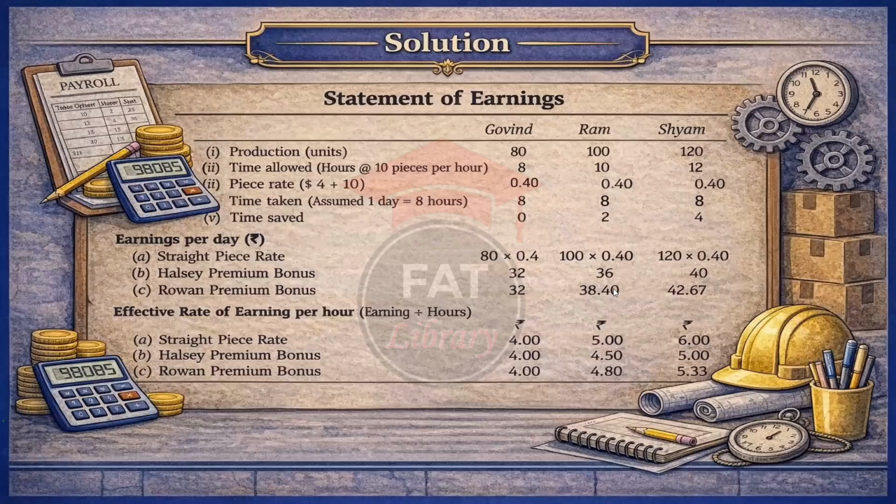So you can see here we have taken the same 32 in case of Govind, 36 in case of Ram and 40 rupees in case of Sham. So let us see the Rowan premium bonus now. Earning of the workers as per the Rowan premium bonus.